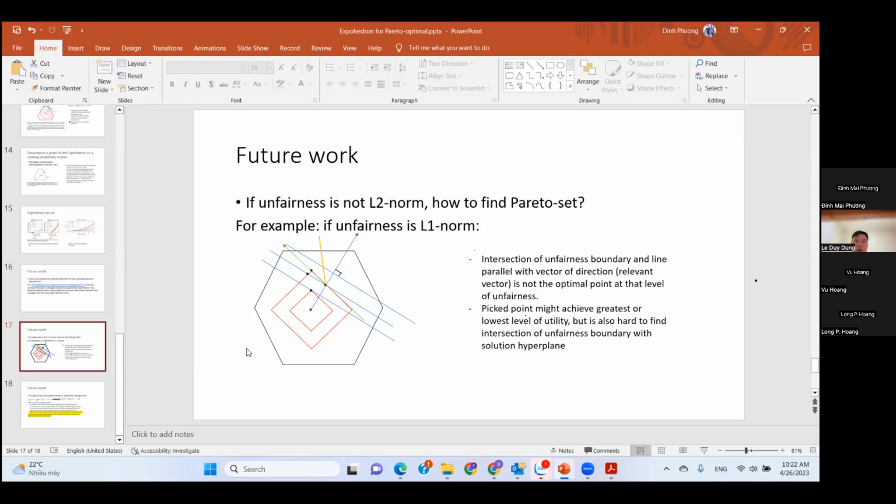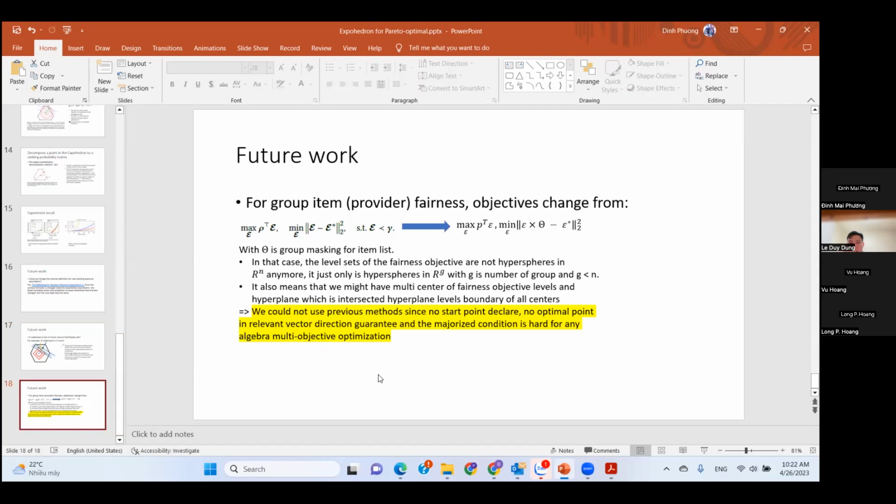So that's the first question: if we don't use the L2 norm, or maybe some non-differentiable method, could we still use this? Secondly, this is just for item fairness, but most providers do not provide just one item. They usually provide more than one item. So if we still want to achieve provider fairness, we have to group the items from one provider and try to make their exposure fair. In this case, could we still use the Expohedron? As you can see, the utility might not change, but the unfairness measurement will change.